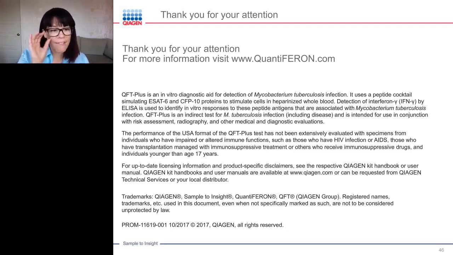Our first question of the day asks, does QFT Plus distinguish between active and latent TB?